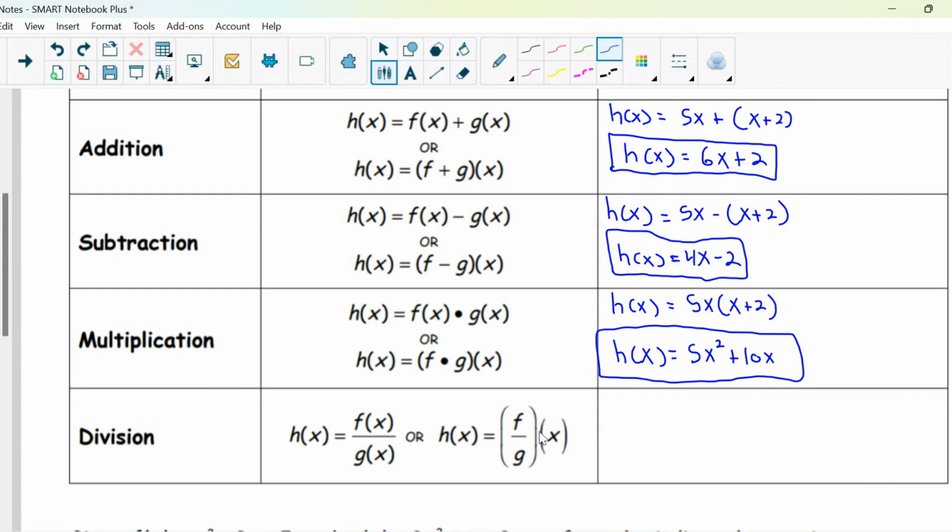Okay, finally division. So for division, creating h of x, we are going to take f of x, which is 5x, divided by g of x, which is x plus 2. And in this case here, we actually can't reduce anything. So that's our simplest form for division of our functions. Okay, so those are just the basic examples for all four types of operation. Let's scroll down here and look at just a few more in a different scenario.